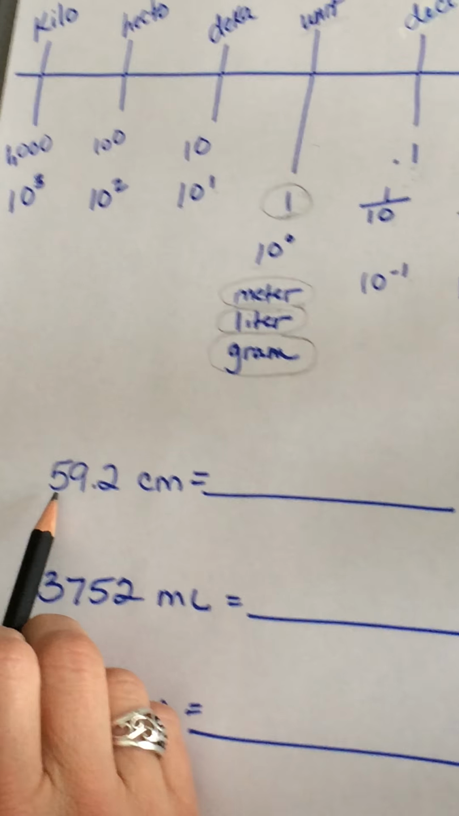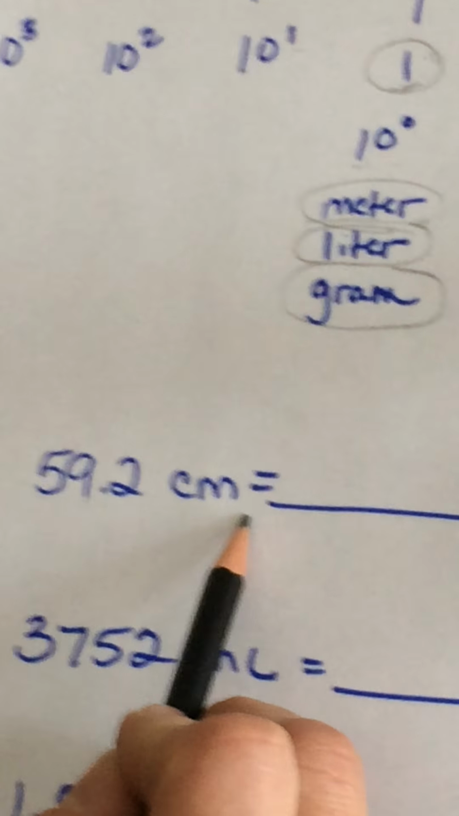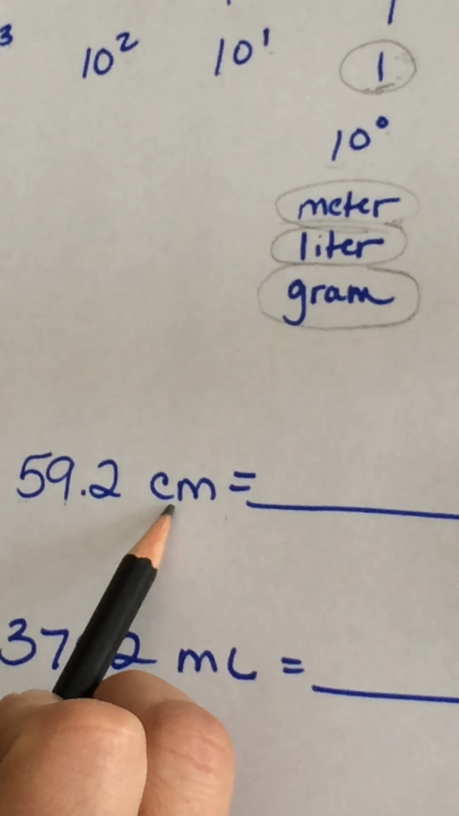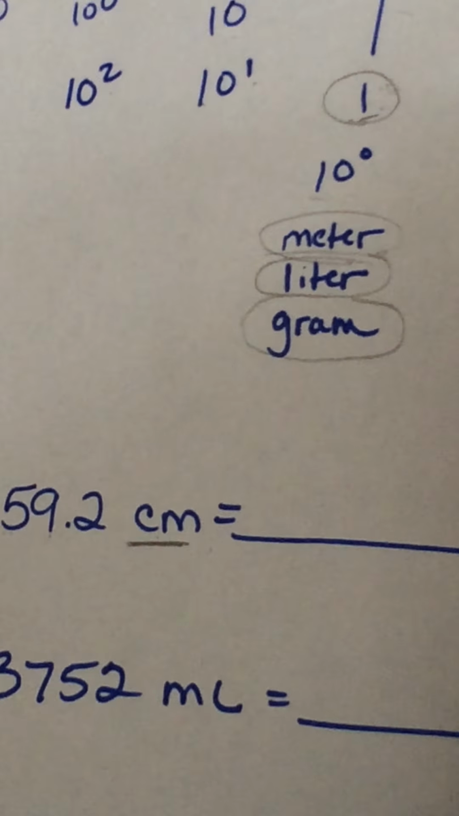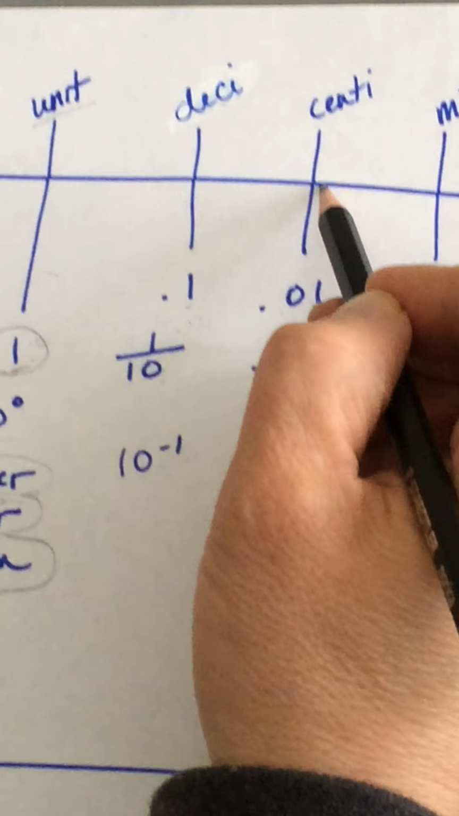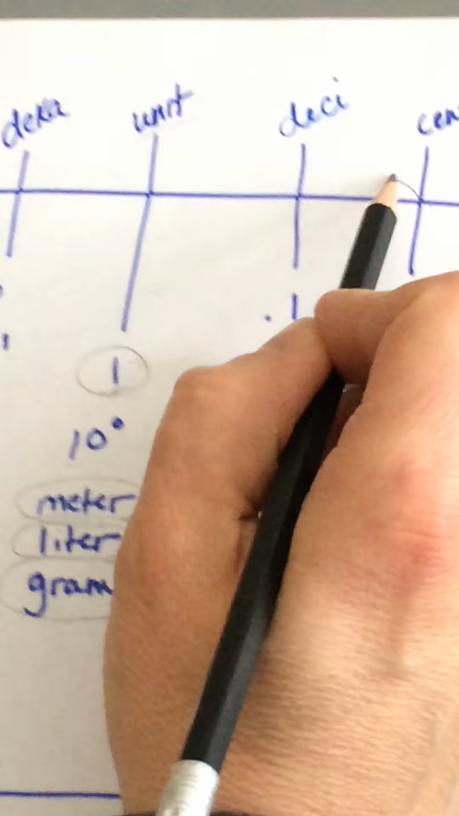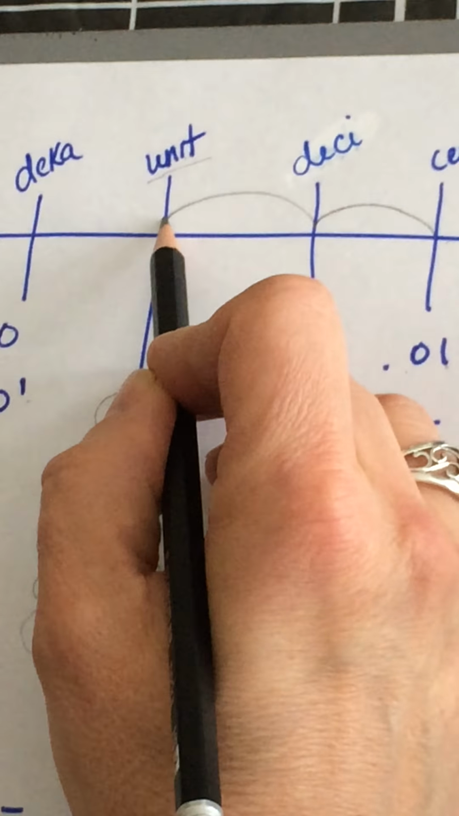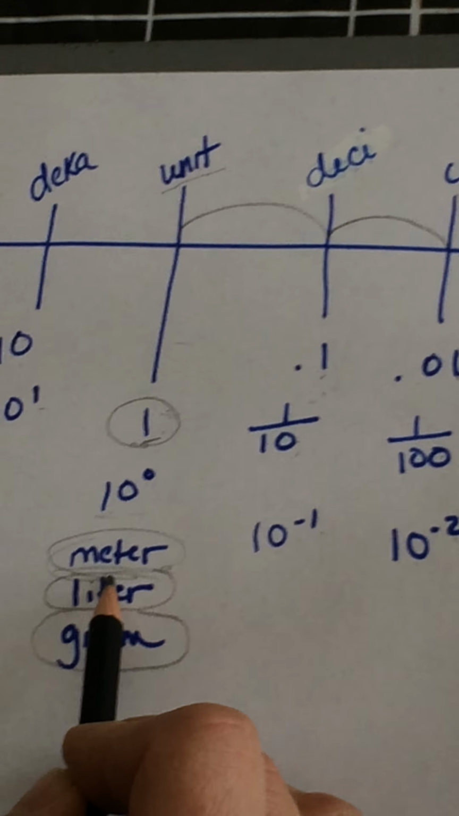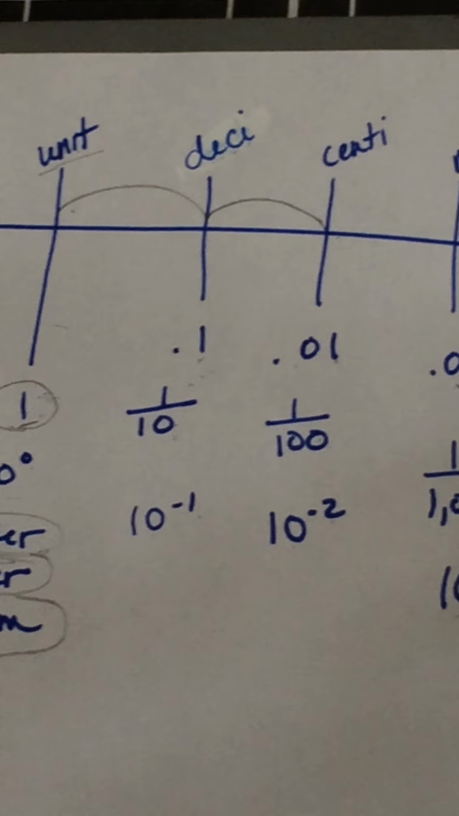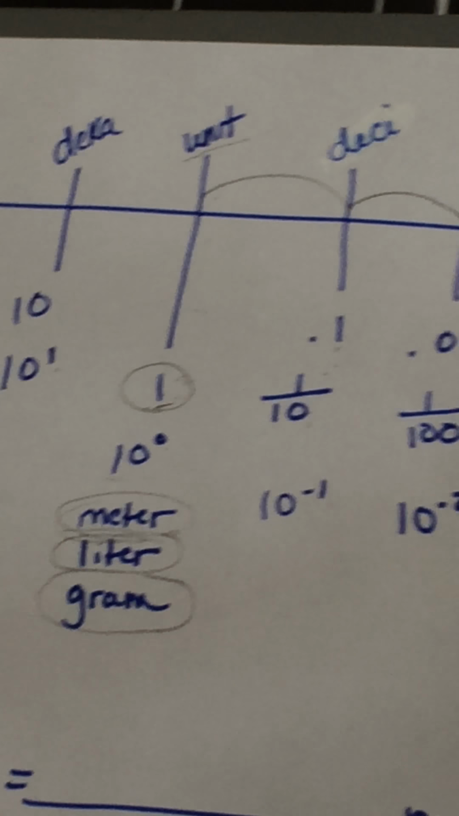So our first problem, 59.2 centimeters. We want to convert that into meters. Okay, so since we're starting at centimeters, we come up here on our graph, centimeters, and we want to end up with a meter. So we're going to go 1, 2 to the left to get to our base unit of meter. Okay, since I moved 2 to the left, I want to do the same with my decimal.